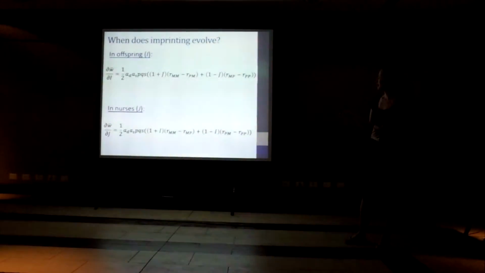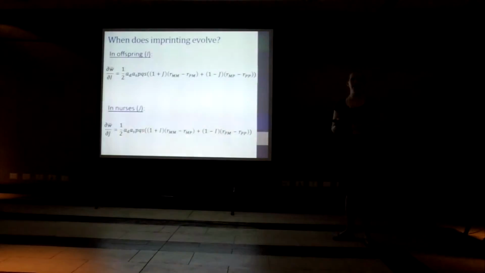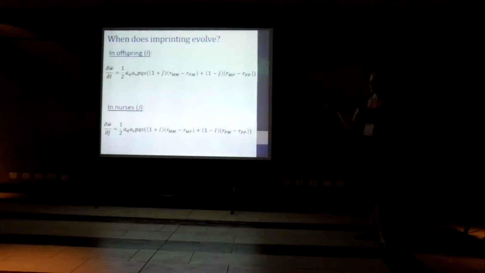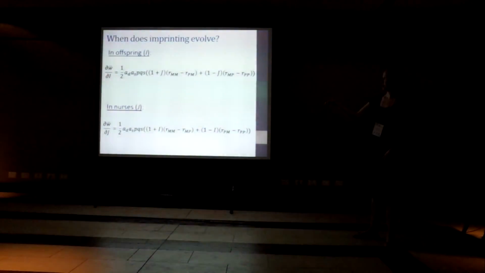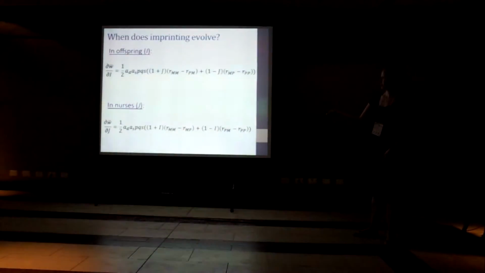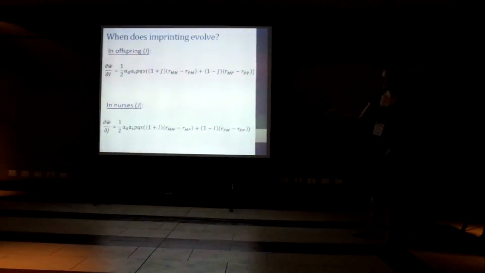And then to look at when imprinting will evolve, we can take these partial derivatives from the mean fitness equation. This is just looking at the change in mean population fitness with respect to a change in the degree of imprinting in offspring and with respect to the change in the degree of imprinting in nurses, to ask when imprinting will evolve in offspring and when it will evolve in nurses.